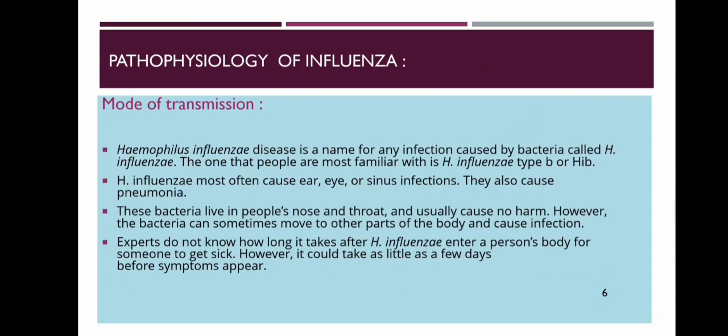Pathophysiology of Haemophilus influenzae. Mode of transmission. Haemophilus influenzae disease is the name for any infection caused by the bacteria called Haemophilus influenzae. The one people are most familiar with is Haemophilus influenzae type B, or HIB. Haemophilus influenzae often causes ear, eye or sinus infections. They also cause pneumonia. This bacteria lives in people's nose and throat and usually causes no harm. However, the bacteria can sometimes move to other parts of the body and cause infection.